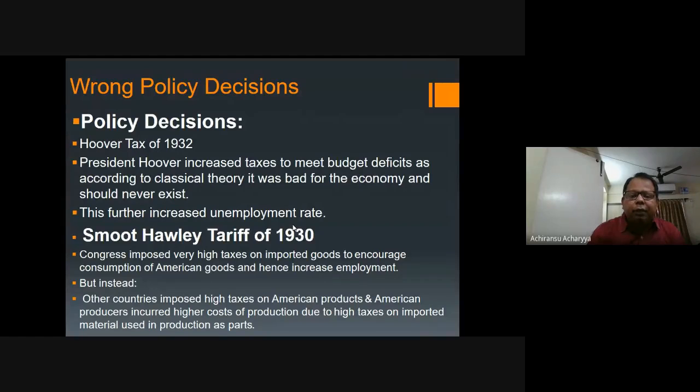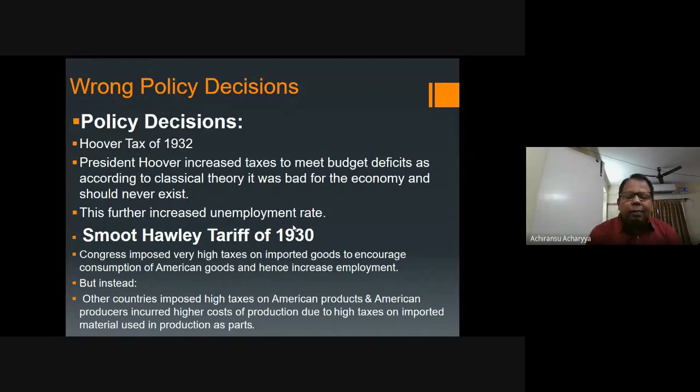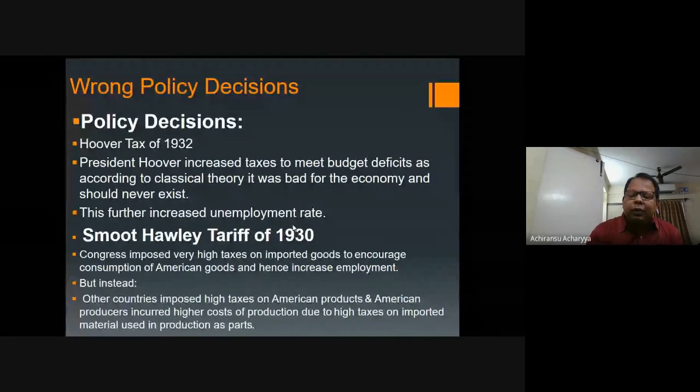The government was scared about what would happen. The fiscal deficit was going up, so President Hoover increased taxes to meet budget deficits, which according to classical theory was bad for the economy and should never exist. This tax actually increased the unemployment rate much more because there were layoffs and companies closed. And the Smoot-Hawley tariff of 1930 was imposed, in which Congress imposed very high taxes on imported goods to encourage consumption of American goods and hence increase employment. But unfortunately, what happened was just the opposite.